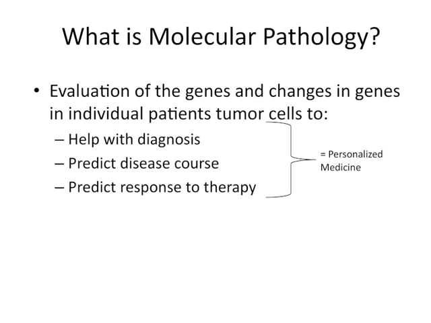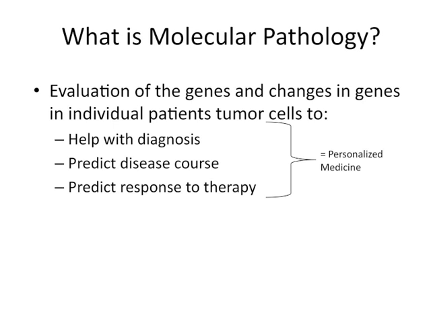Molecular pathology is a very new concept, and the idea here is that we look at the genes and changes in genes in individual patient tumor cells to try to achieve a number of specific goals. For the purposes of lung cancer, I think the most salient thing is that we use this to try to predict response to therapy, but we can also use molecular testing in some disease settings to try to help with the diagnosis or predict the disease course.